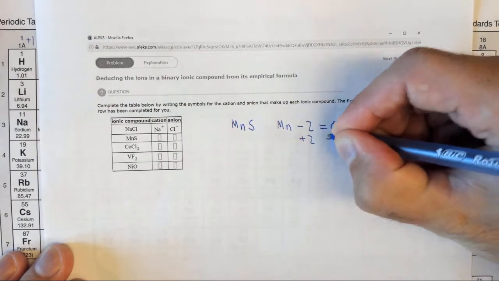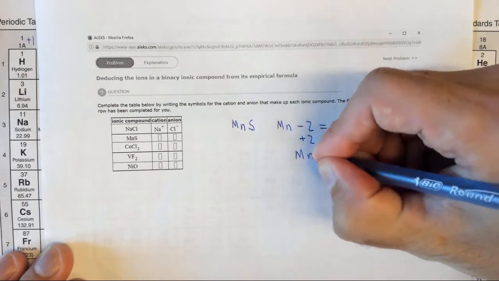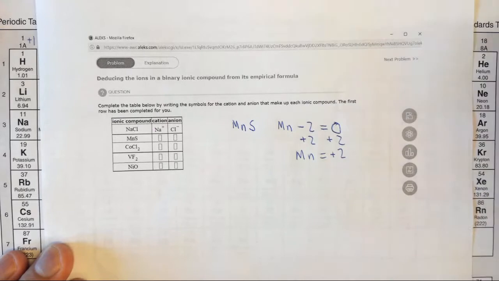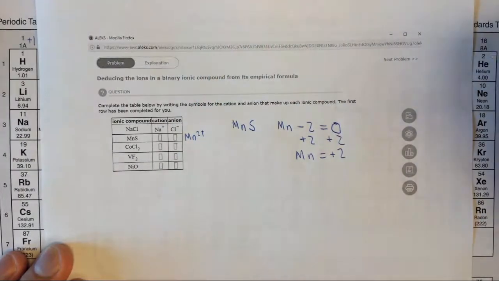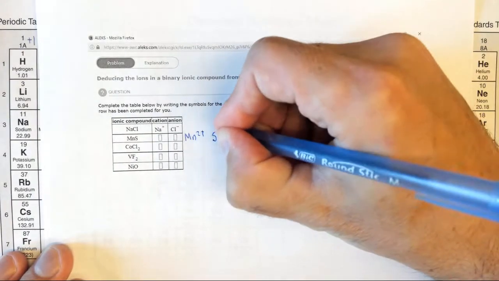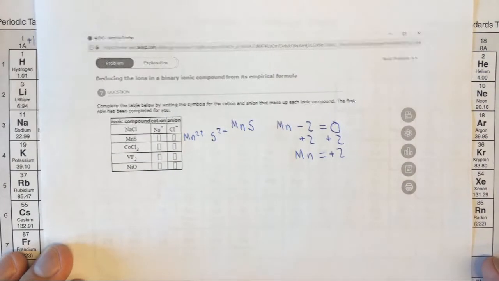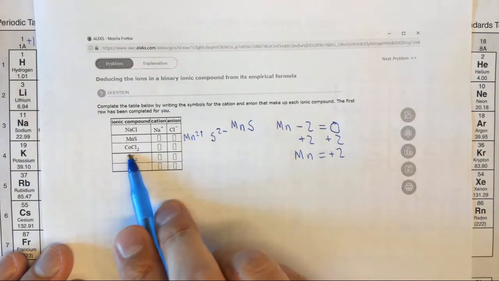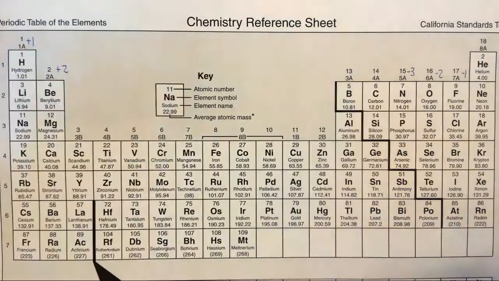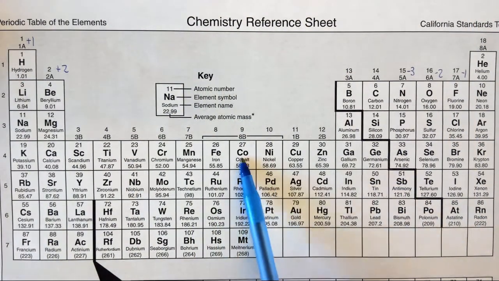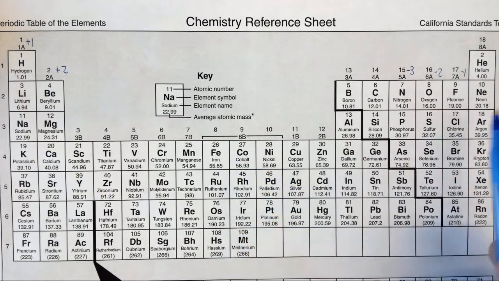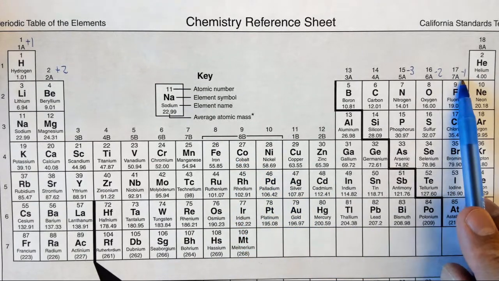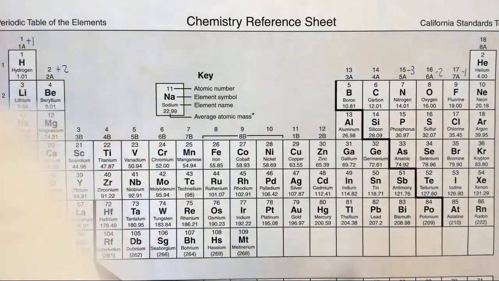Add 2 to both sides. Manganese equals +2. So we have Mn2+ as the cation, and S2- as the anion. Cobalt chloride, we can do the same thing. Cobalt is again a transition metal, so we don't know its charge, but we do know chloride. Chloride is in 7A, so it's -1.